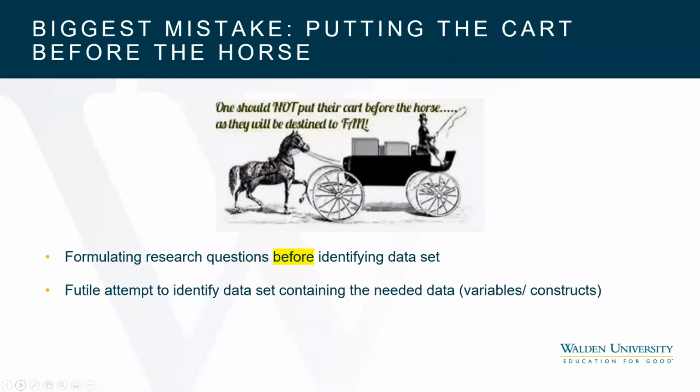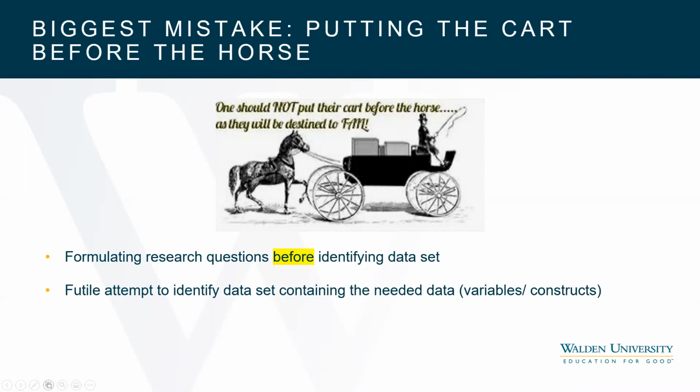Now, this is the meat of the matter here, making that big mistake, and that is putting the cart before the horse. And as you can see here, a picture is worth 1,000 words. When you put the cart before the horse, you'll be destined to fail. And this is what we want to avoid in your research. And that mistake is formulating your research questions before you identify the data set.